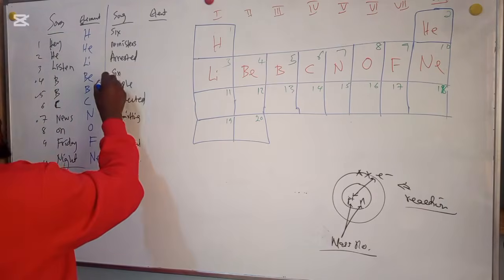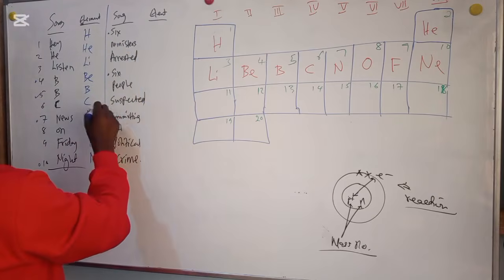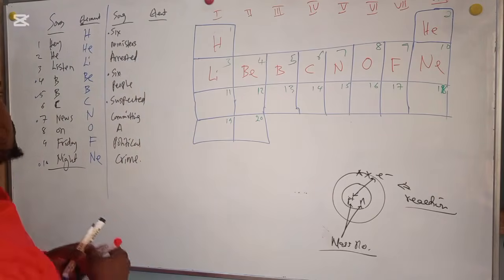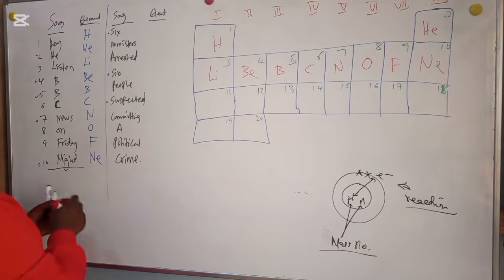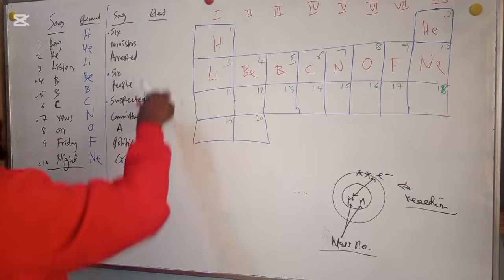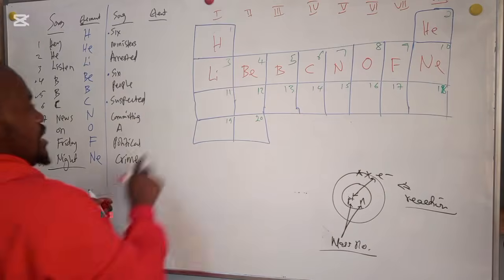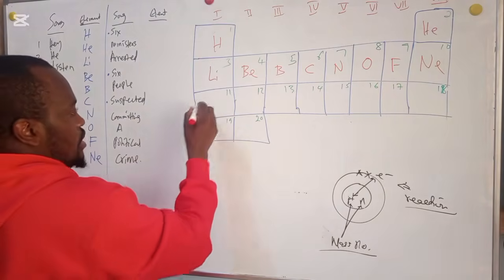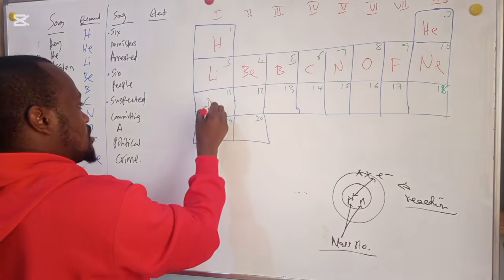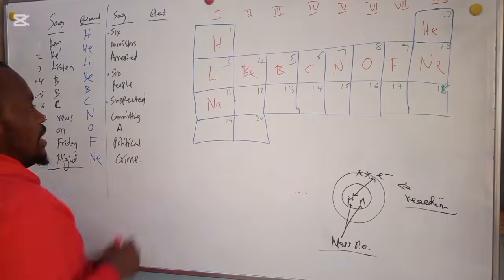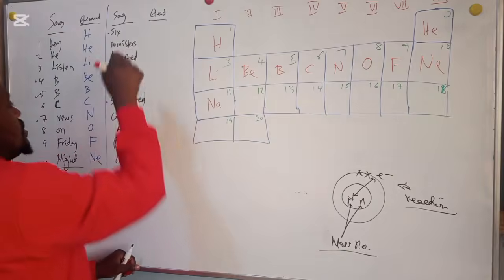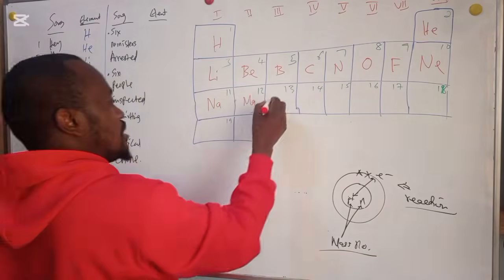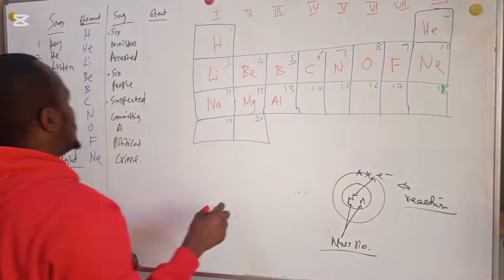So you can see there is an S there, there is an S there, and also there is an S here. So if you go with your periodic table, it will help you to know which element actually is represented here. So the first S is here. We know that here we have sodium. That one, sodium, its symbol is Na. Then we have ministers, that is magnesium. We have arrested, there is aluminium.